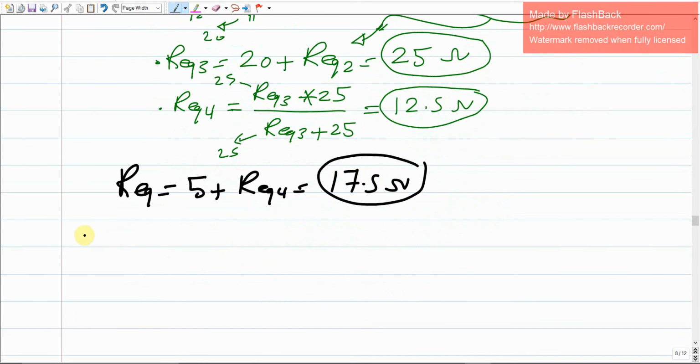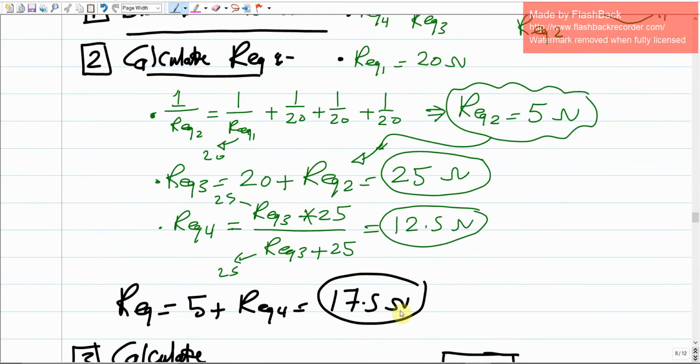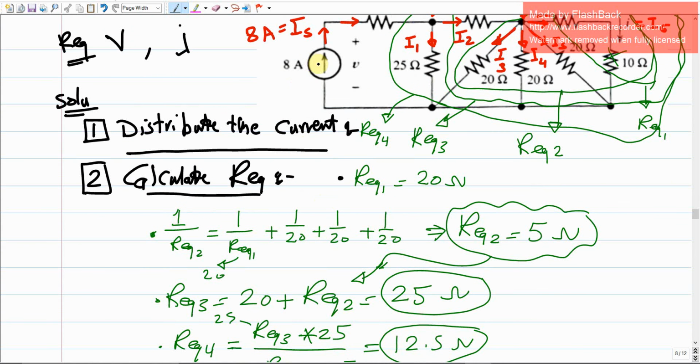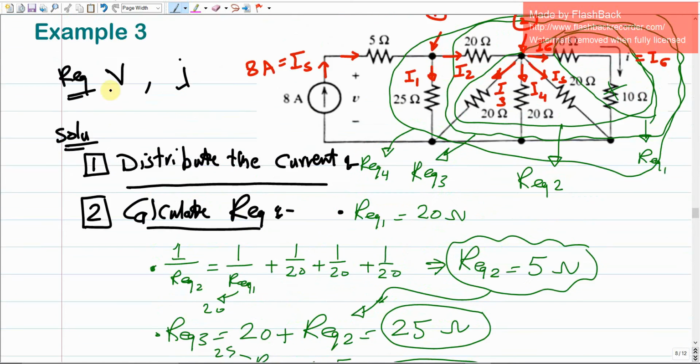Step 3. Remember that the first 3 steps are fixed. It's just to calculate the unknown. Remember that now we simplified this electrical circuit into this simple one. But the source here is a current source of 8 amperes. So the unknown is going to be V. V here stands for Vs, which is the total voltage, and this is one of the requirements of this problem.